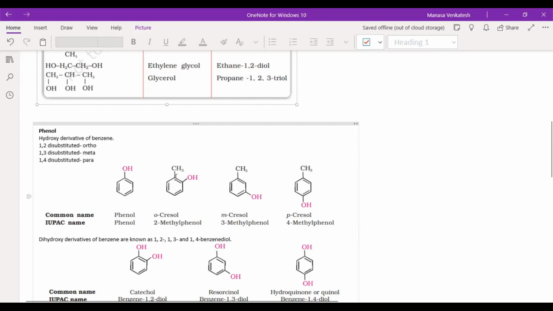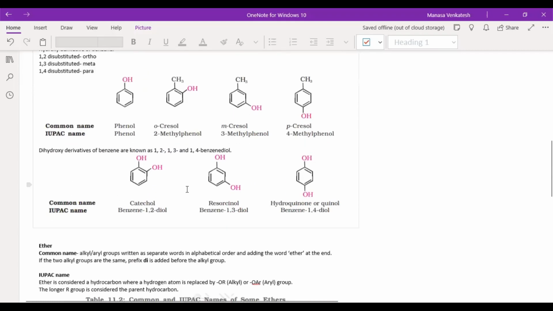Next, you have the benzene ring, the OH, and the CH3. So phenol gets position 1 and the CH3 gets position 2. So 2-methyl phenol, it's also called cresol. So this is 3 and this is 4. This is based on the position of the CH3 group in relation to the position of the OH group.